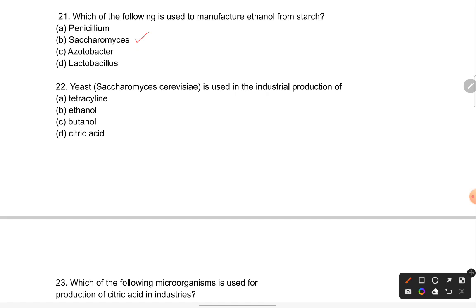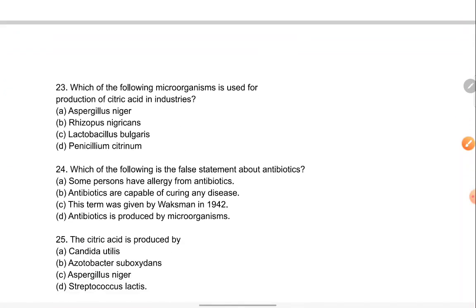Okay. Now question number 22. Yeast Saccharomyces cerevisiae, again the same organism, is used in the industrial production of, in another way the question is asking, the production of ethanol. So B is the correct option. Okay. Now question number 23.